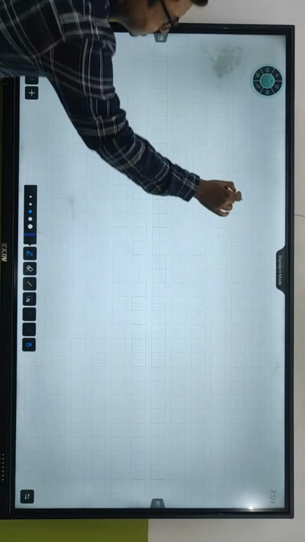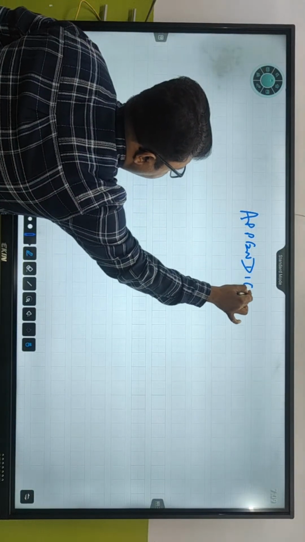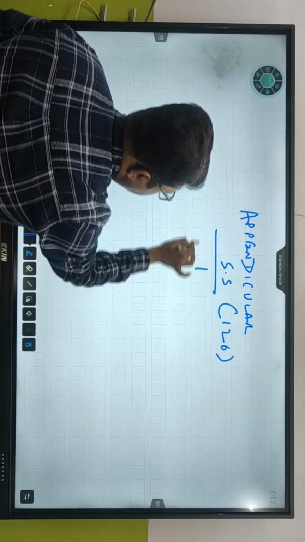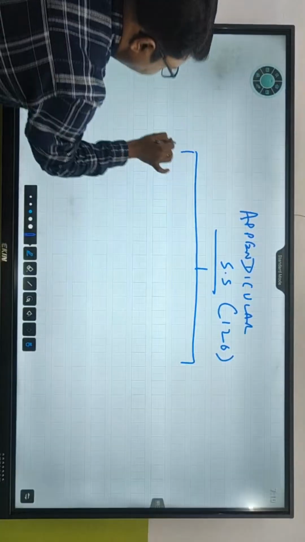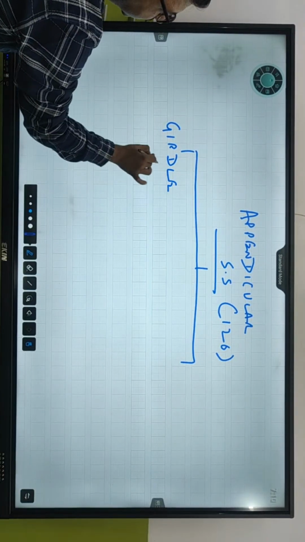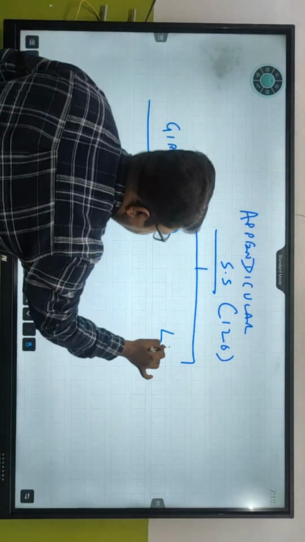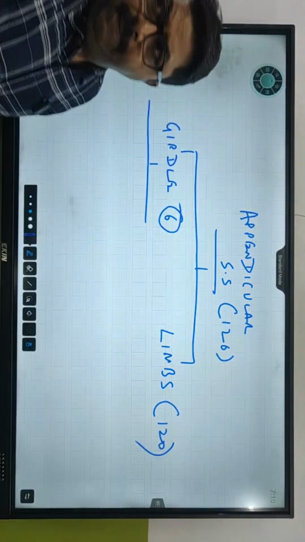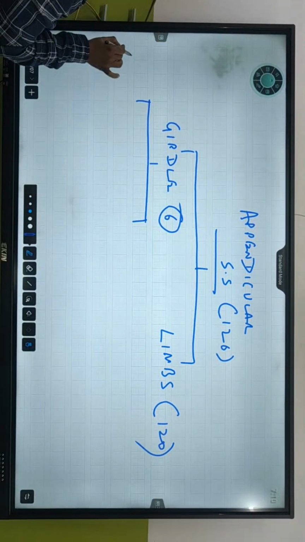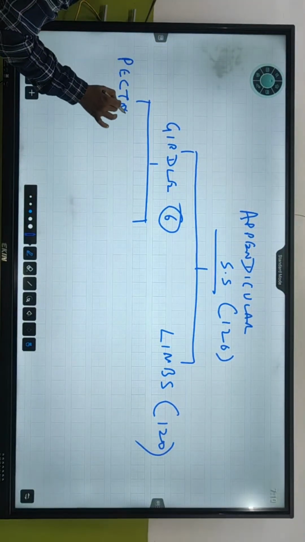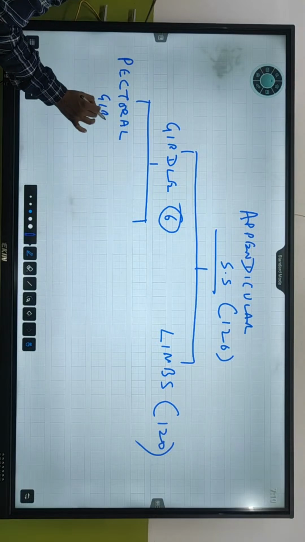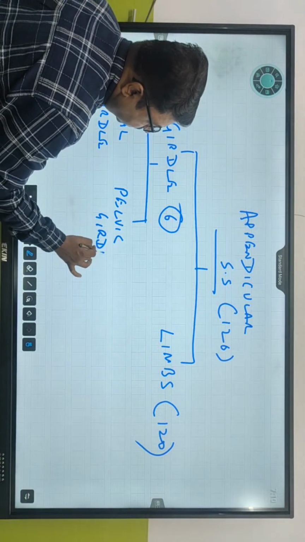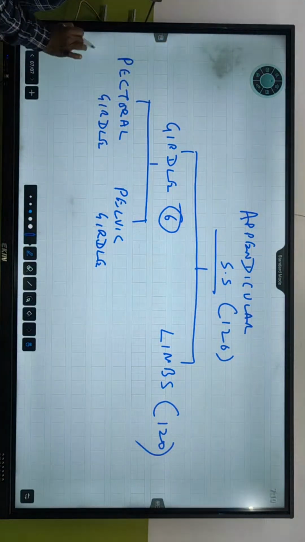Let us start with the appendicular skeletal system. So when we talk about appendicular, how many bones are there? I told you 126. The first one is girdle. क्या है पहला? Girdle. Girdle में how many bones are there? 6. Under limbs कितना होगा? 120 bones हो गए under limbs. So when we talk about girdle, there are 2 types of girdle. One is pectoral girdle and the other is pelvic girdle.